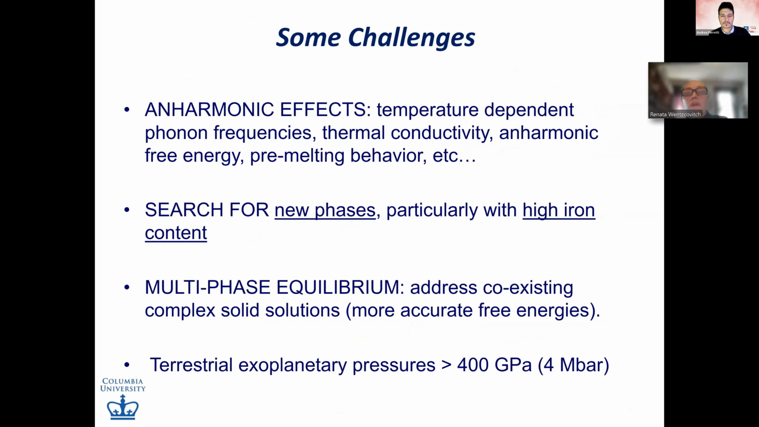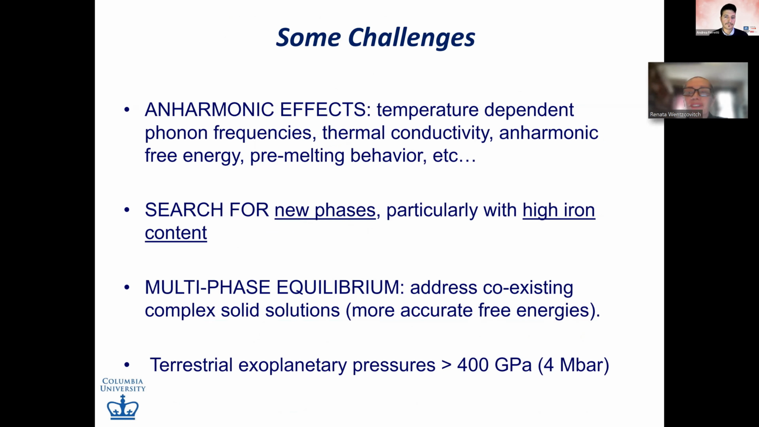Okay, so what we are aiming at: anharmonic effects. Of course, I showed the phonon calculations, but there's a lot more than harmonic phonons that could be going on here. So anharmonic effects, including anharmonic effects across the spin transition, that's what we are doing right now. Search for new phases with high iron content, that's also something that we are focused on.